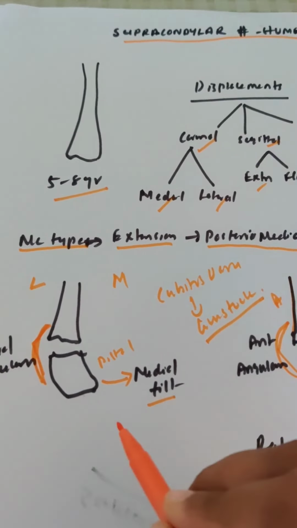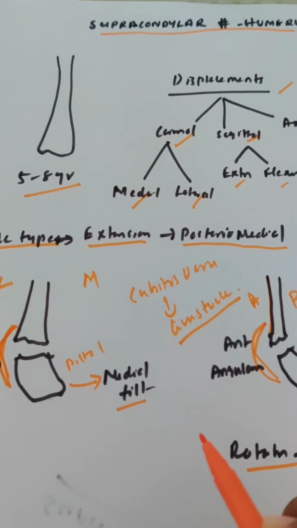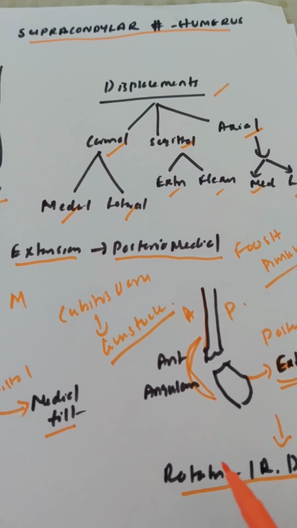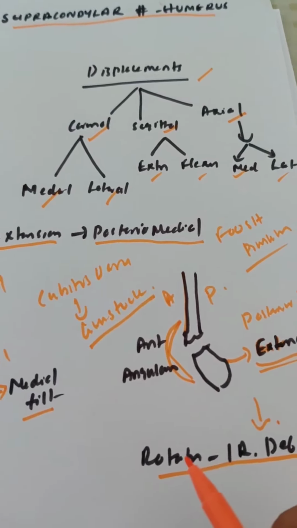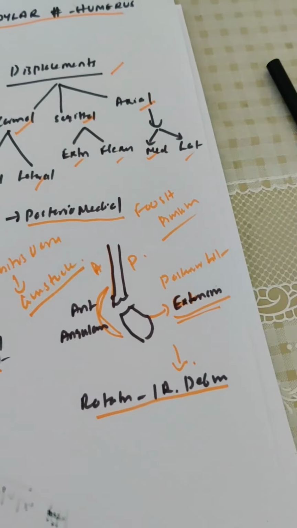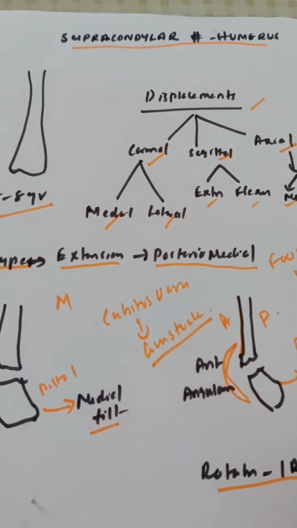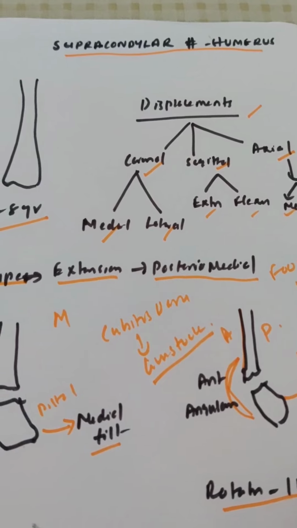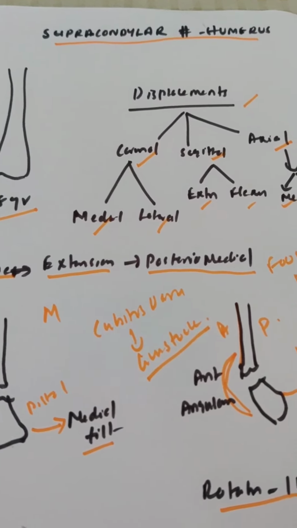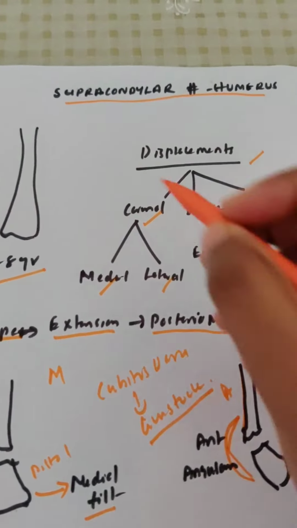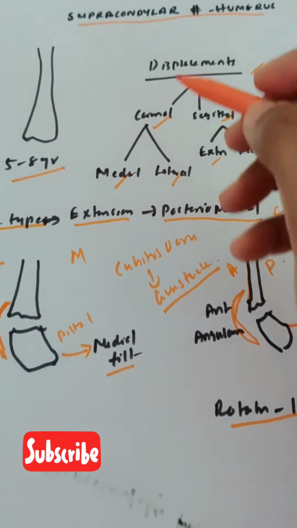The most common age group affected is 5 to 8 years. Why? Because at 5 to 8 years, the maximum remodeling at the supracondylar area takes place and the antero-posterior width is minimum. So that is the most stressful area in this age group. So fall on outstretched hand can easily produce a fracture at this area.